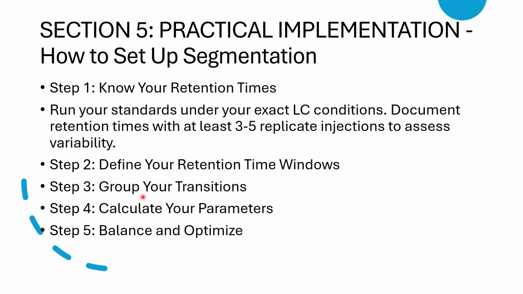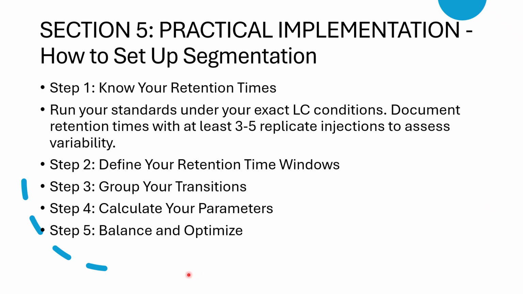Step 3 would be grouping your transitions. Look at which compounds elute together, and group transitions that are concurrent. This is where you create your segments. Fourth step would be calculating your parameters. How many concurrent transitions are there? What dwell time gives you adequate sensitivity? What's your resulting cycle time? How many data points will you get across your narrowest peak?